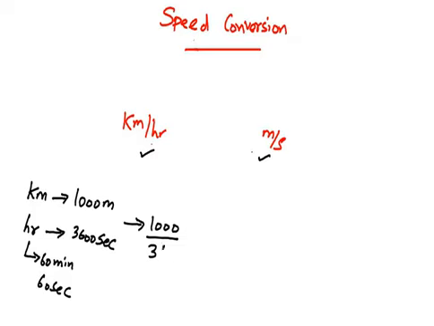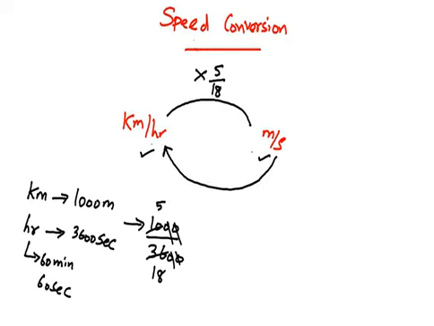1000 divided by 3600. We can cut off the zeros. 10 would become 5, 36 would become 18. So whenever there is a requirement of converting the speed from kilometers per hour to meters per second, we multiply it by 5 by 18. What should we do from meters per second to kilometers per hour? Just do the reciprocal, which is 18 by 5.